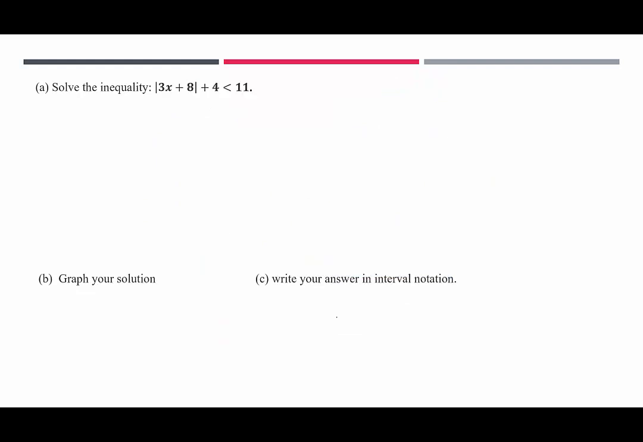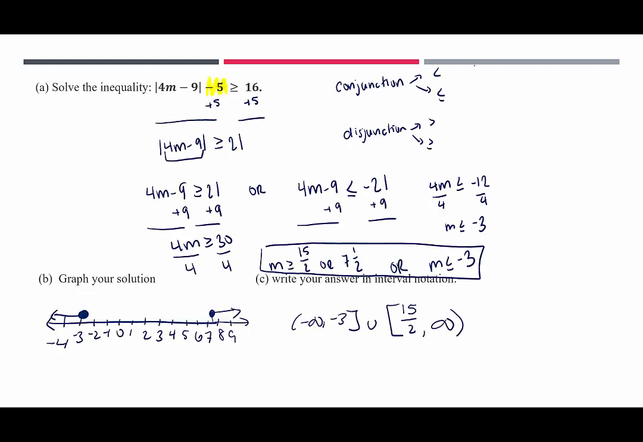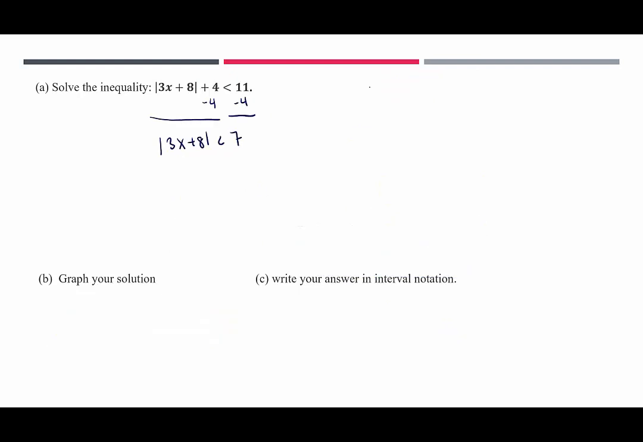I want to look at one more case. In this case, let's see what happens when we isolate our absolute value. First, we need to subtract 4 from both sides. And then we get the absolute value of 3x plus 8 is less than 7. This time we have a less than, and we may recall that a less than means we have a conjunction.